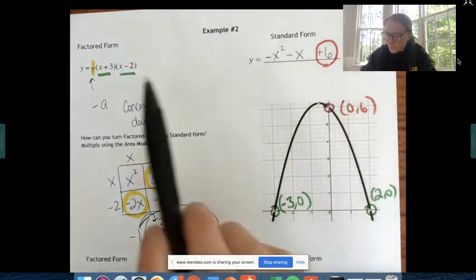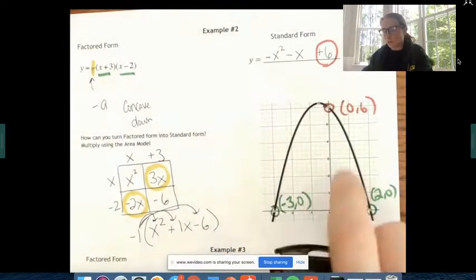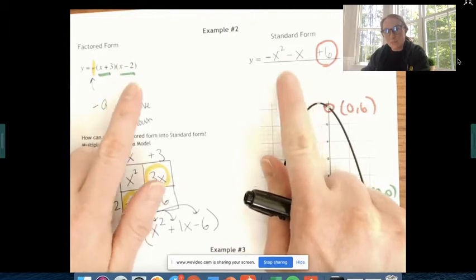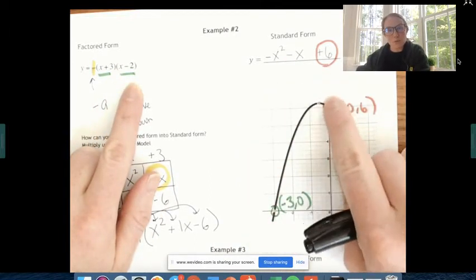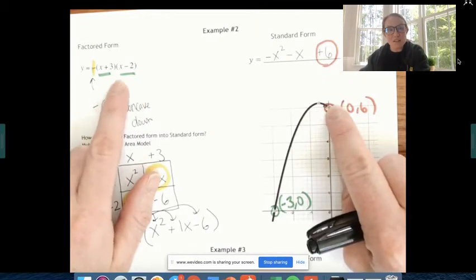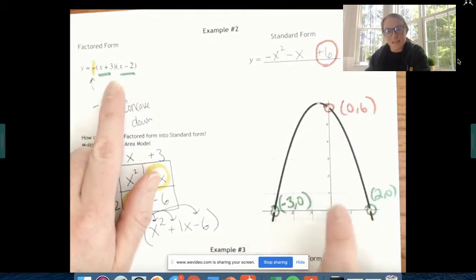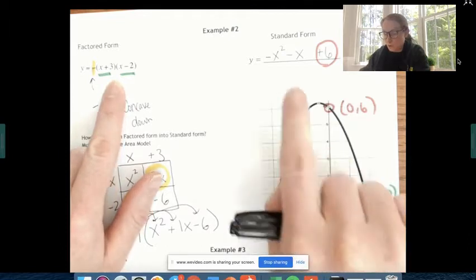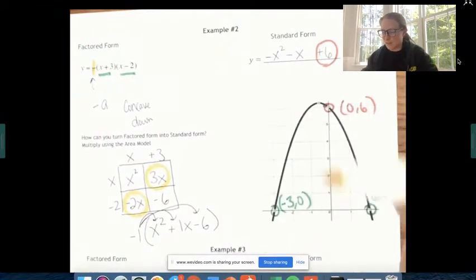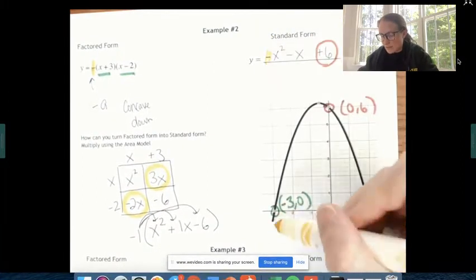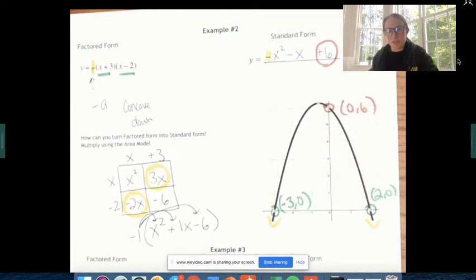So we have factored form, standard form. These are equivalent. They both show me this graph, but standard form shows me the y-intercept, and factored form shows me the x-intercepts. They can both show me that it's concave down because they both have that negative a value that tells me that both of these ends are going to go down.